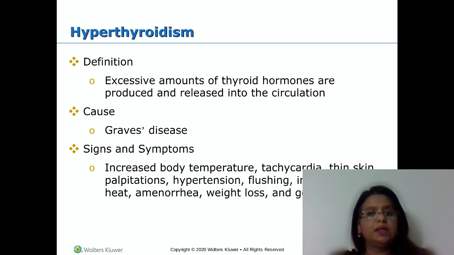Hyperthyroidism is when thyroid produces a lot of thyroid hormone. The condition is also called Graves' disease. Signs and symptoms: increased body temperature, tachycardia, thin skin, palpitation, hypertension, flushing, intolerance to heat, amenorrhea, weight loss, and goiter.